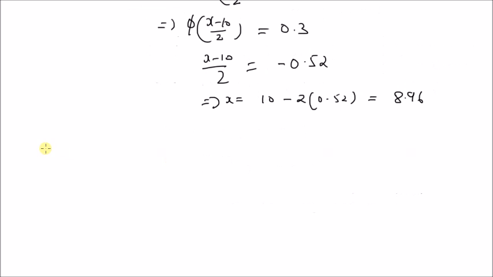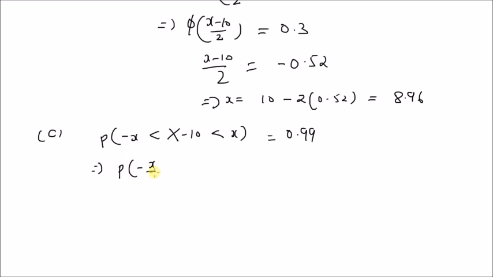Now let us look at another equation: probability of minus x less than X minus 10, that is the random variable X minus 10, less than lowercase x, is equal to 0.99. Now this random variable can be transformed into a standard normal random variable by simply dividing by the standard deviation, that is 2. That is, probability of minus x by 2 less than Z, where Z equal to (X minus 10) by 2, less than x by 2 is equal to 0.99.